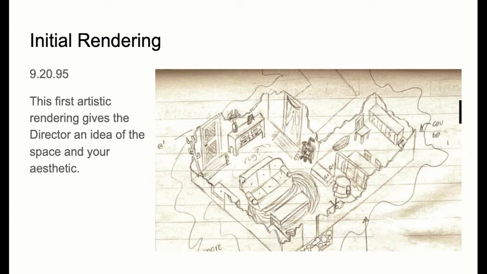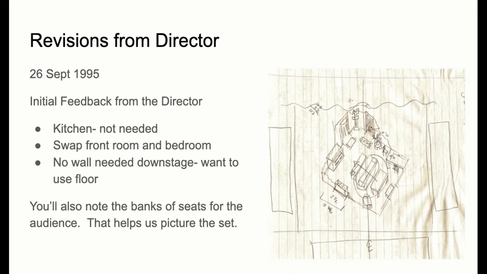So this is happening in September. And then after sending that information to the director, there was some initial feedback. Kitchen wasn't needed, although there's reference to food being made. We don't actually see them cooking it in a way that is important to the script at that stage of its development. There was a desire to swap the front room and the bedroom, so maybe play around with where those are in relationship to each other.